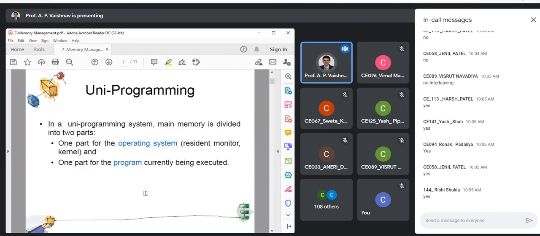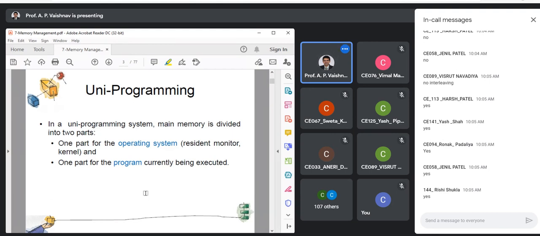So if we assume a uni-programming system, the most basic system, then your memory can be divided into two parts. One part of the main memory is always occupied by the OS. We either call it a resident monitor or a kernel. If you remember, we had studied the batch operating system, which has a concept of a monitor. The monitor was nothing but a part of your OS, loaded in main memory, and it controlled the dispatching of the processes.